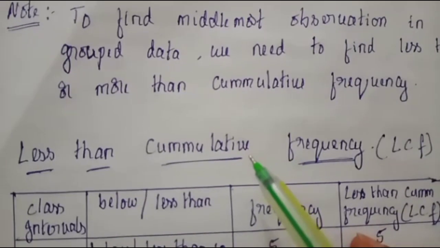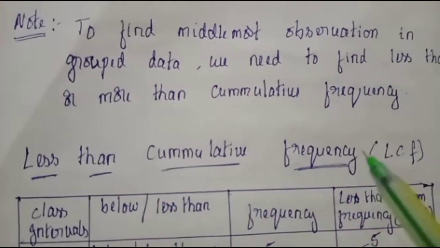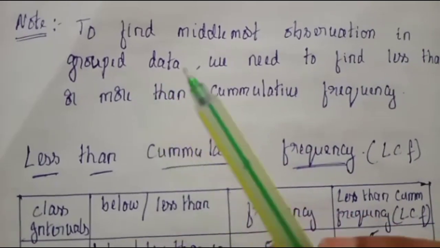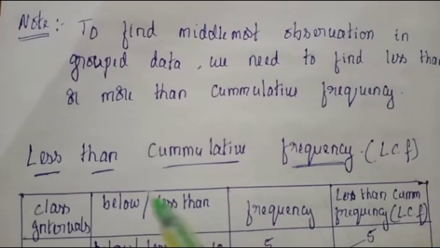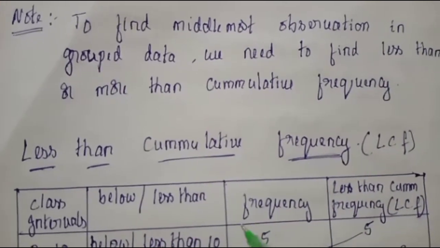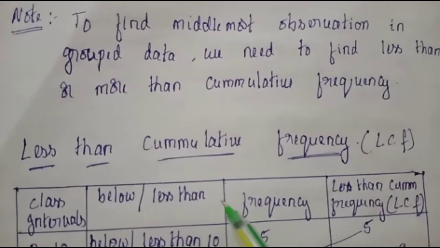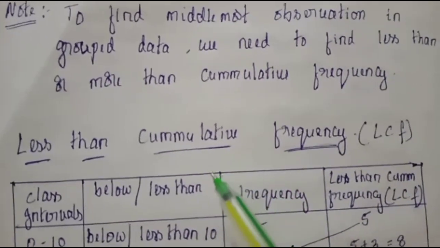Because of that, we are going with less than cumulative frequency and more than cumulative frequency. Why we are finding LCF, that is less than cumulative frequency, and more than cumulative frequency, is to find the median class, that is the middlemost observation in grouped data.